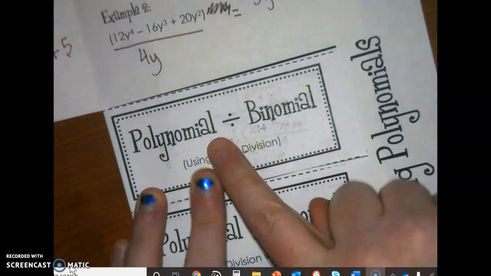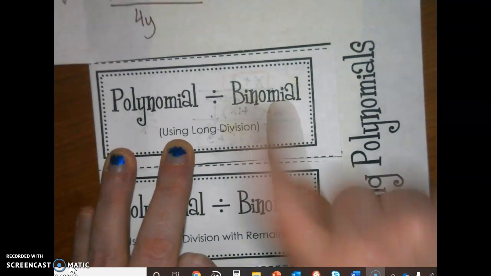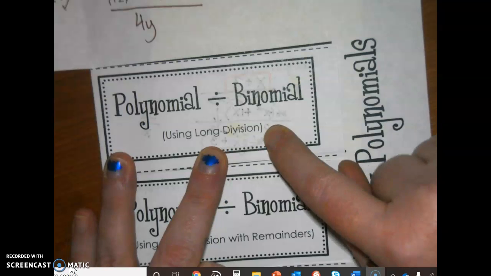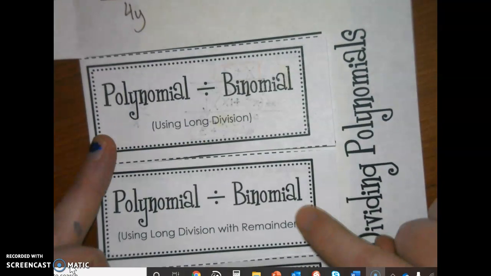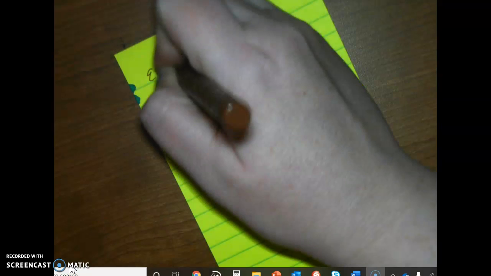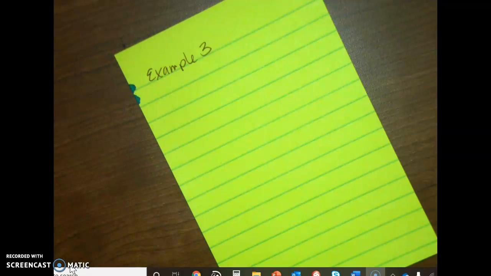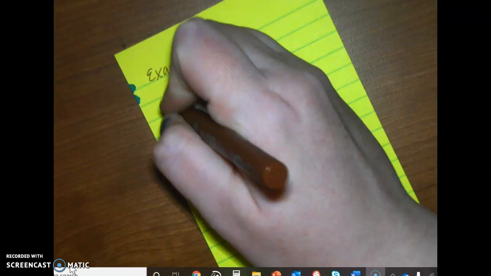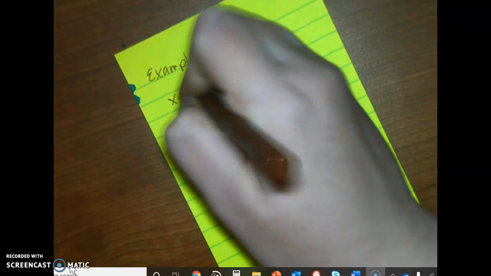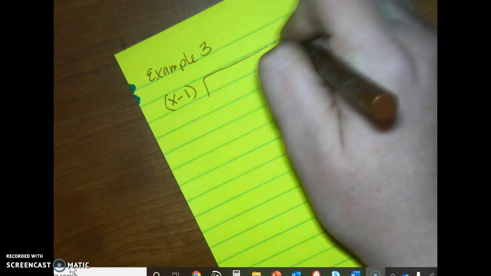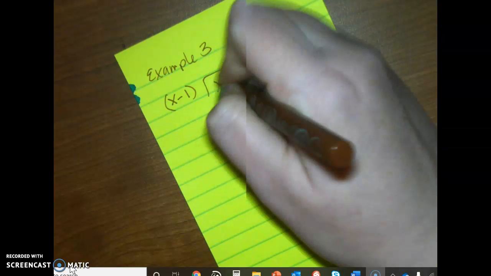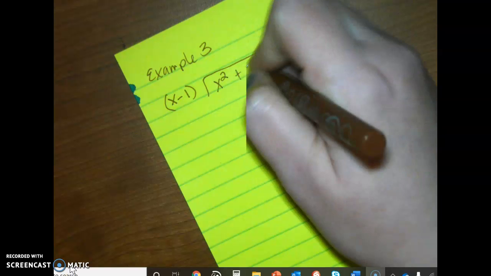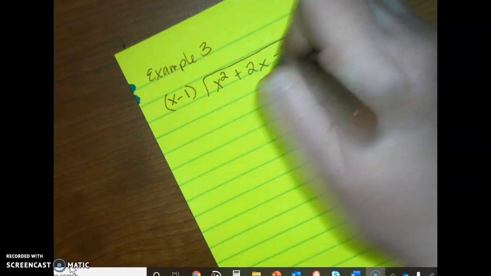Okay, so let's talk about polynomial divided by binomial using long division. Then we'll do the ones with the remainders. So look at example 3. We have x minus 1 going into x squared plus 2x minus 3.